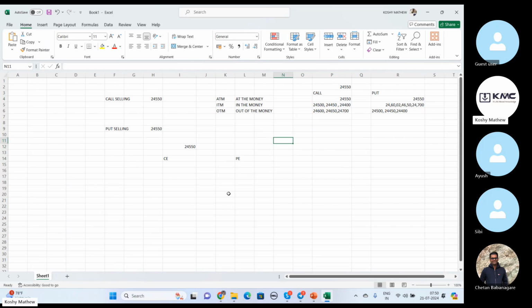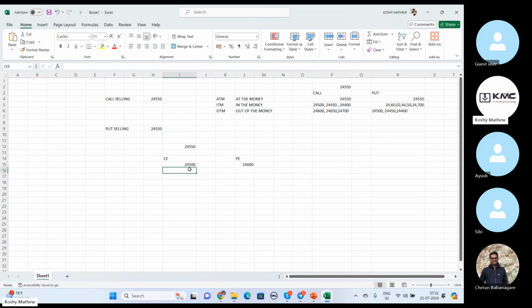So for the premium not to get eroded quickly, what people do, for example, if it's a call and the strike price is 24,550, they buy a strike which is 24,500, because it is in the money. The premium eroding happens slowly. Or for a put, if the market is at 24,550, I'll buy 24,600, because this is in the money. Here, premium erosion happens slowly.